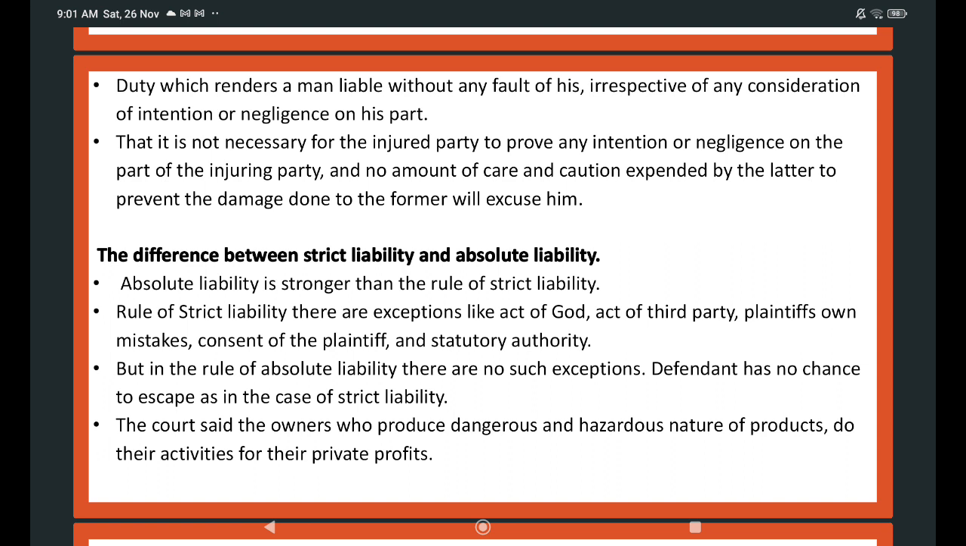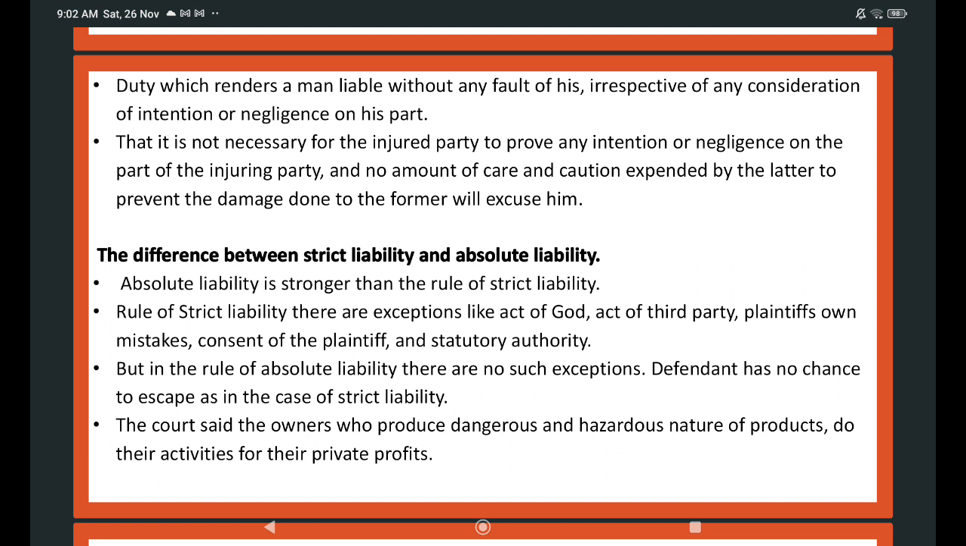Absolute liability is stronger than the rule of strict liability. In the rule of strict liability, there are exceptions like act of God, act of a third party, plaintiff's own mistakes, consent of the plaintiff, and statutory authority. But in the rule of absolute liability, there are no such exceptions. The defendant has no chance to escape as in the case of strict liability.